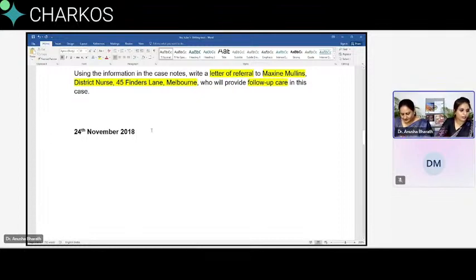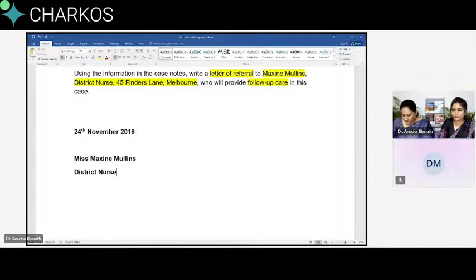I've given a 2 space marker here. We are writing the letter addressed to Maxine. Now understand that Maxine is a woman's name, so we are going to use the name title Miss followed by the full name. Miss Maxine Mullins. Next line, the designation. After the name, you're writing the designation.